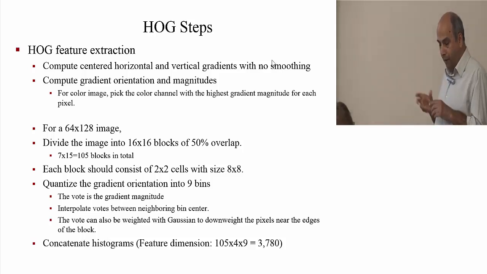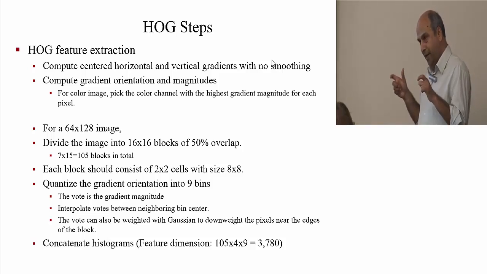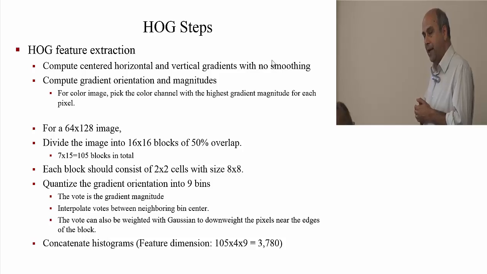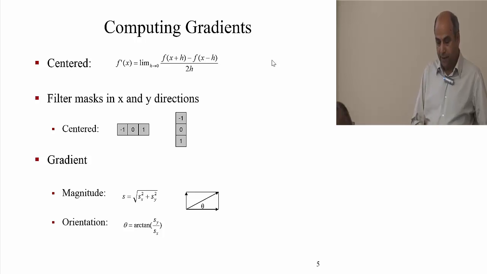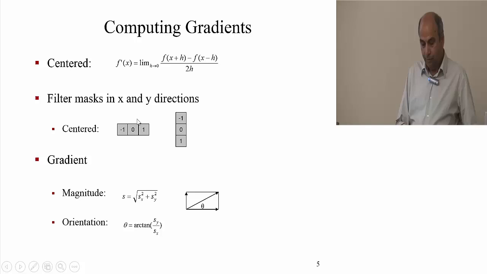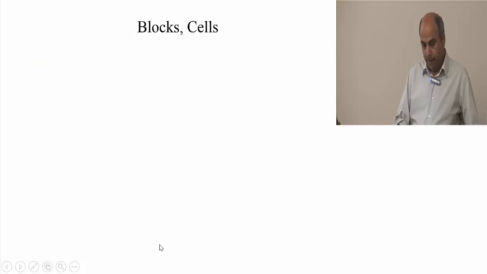So you have 105 of these blocks. Each block has 4 cells, and each cell has a 9-dimensional histogram. So you multiply 105 by 4 by 9, which is 3,780. Okay, so this is a standard thing. You find the derivative using center difference, apply the masks, and compute gradient magnitude and orientation. We have done this many times.